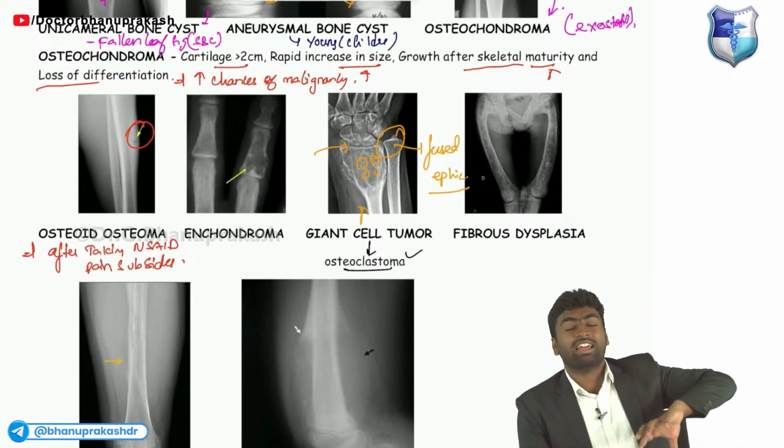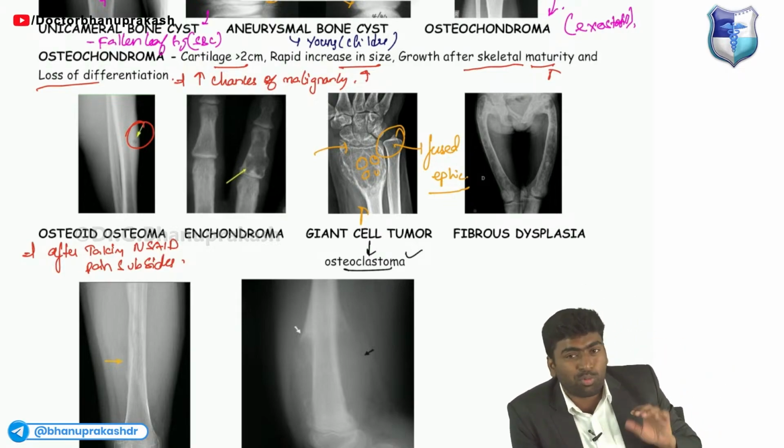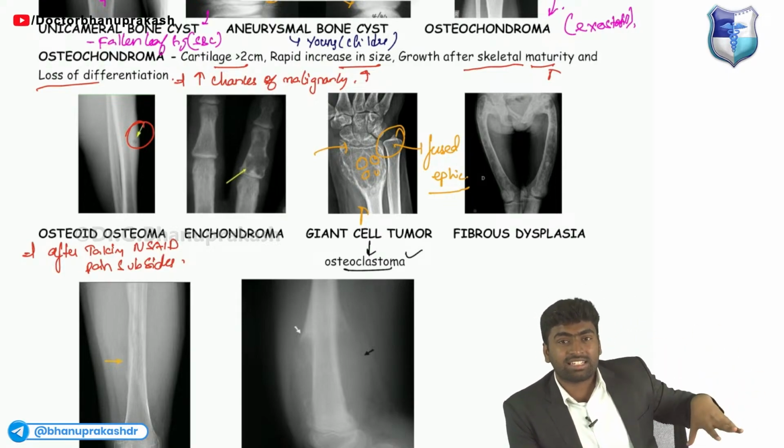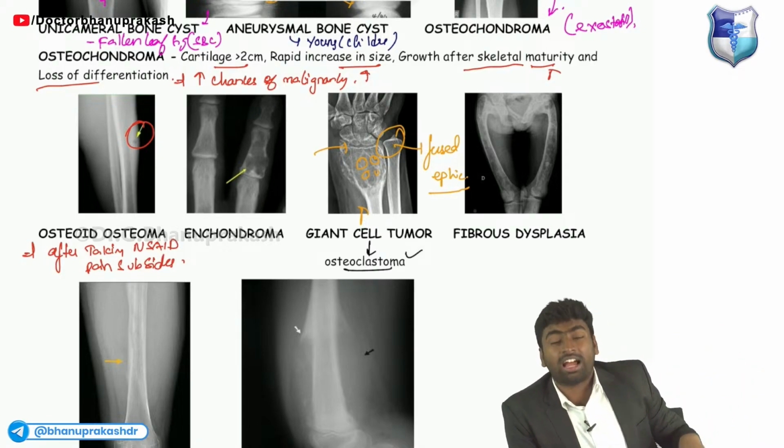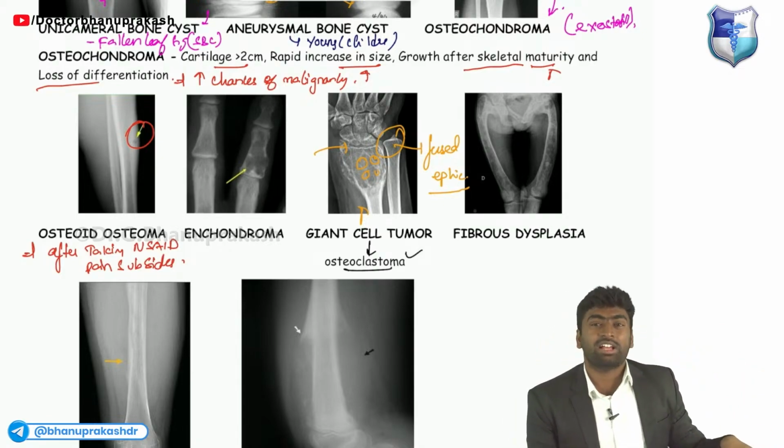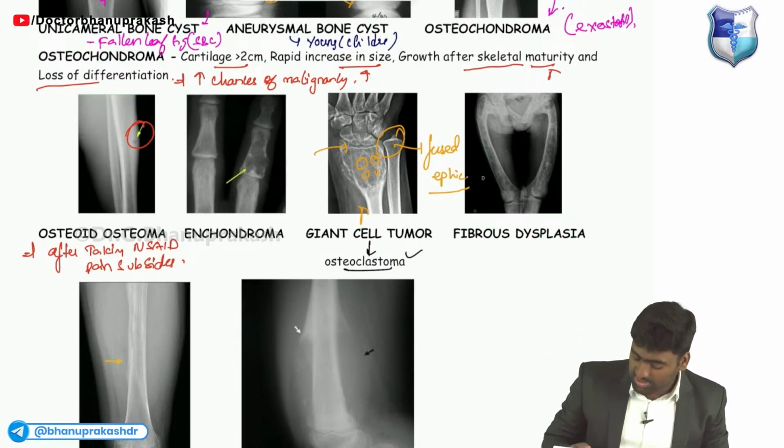So they will tell in the history there is a patient who is presenting with bony pain, and after taking NSAIDs the pain subsides, and the pain mostly occurs at night. So what will you think of? That is osteoid osteoma. Yeah, that is the aspirin.